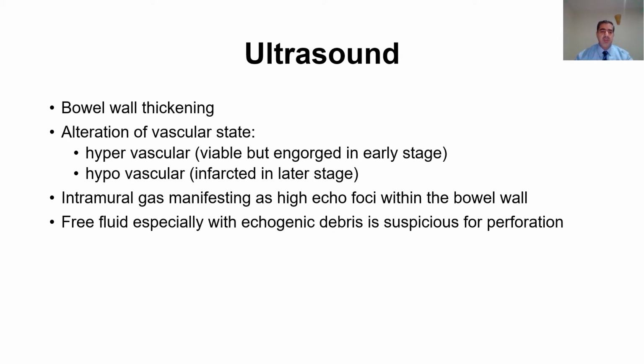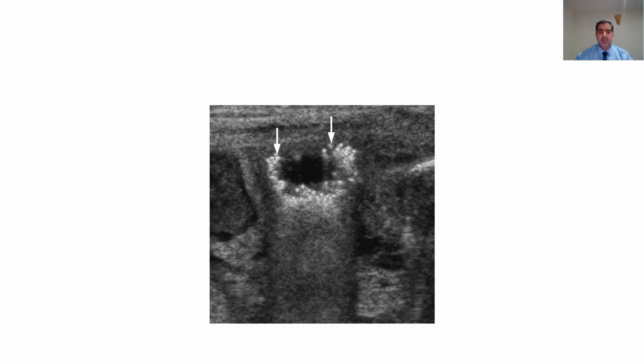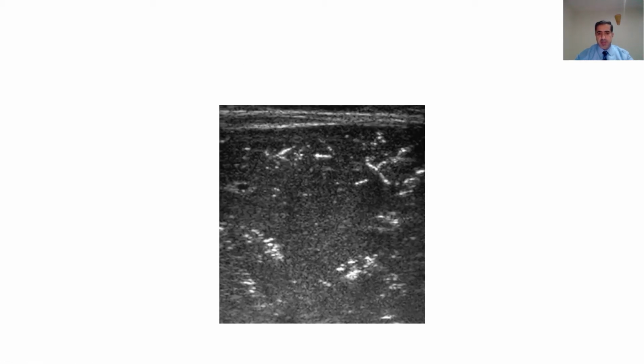The ultrasound can show also intramural gas manifesting as hyperechoic foci within the bowel wall. Or it can also show free fluid, especially with echogenic debris, which is suspicious of perforation. You can see here the hyperechoic area indicating intramural gas. In this case, you can see the portal venous gas, which also appears as hyperechoic within the liver parenchyma.